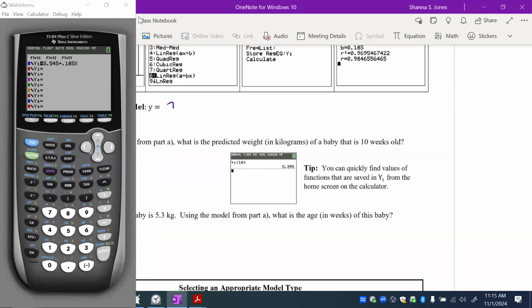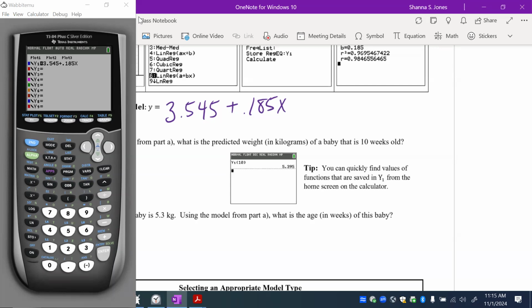It'll literally tell you, here's your Y. My Y equals 3.545 plus 0.185 times X. It'll automatically write it in the form for you. Which is a big difference from Desmos, because Desmos will not ever automatically write it for you.